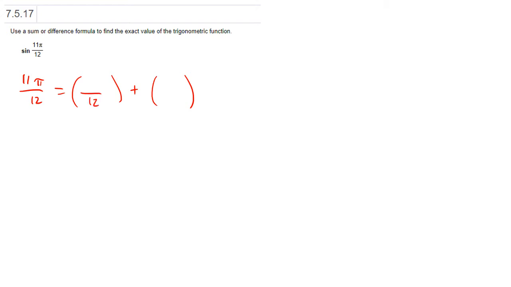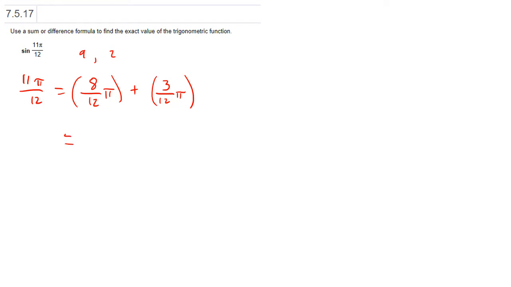So thinking of using the same denominator of 12, I just need to get 11 of them, so maybe 8 and 3. I could have also done something like 9 and 2, or 5 and 6, anything where I can add these up, but let's check, can I find the sine and cosine of these things?